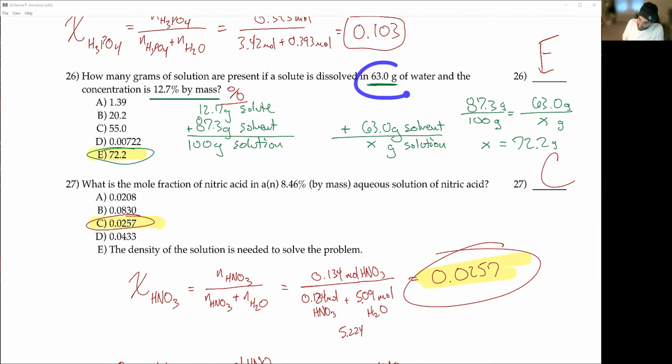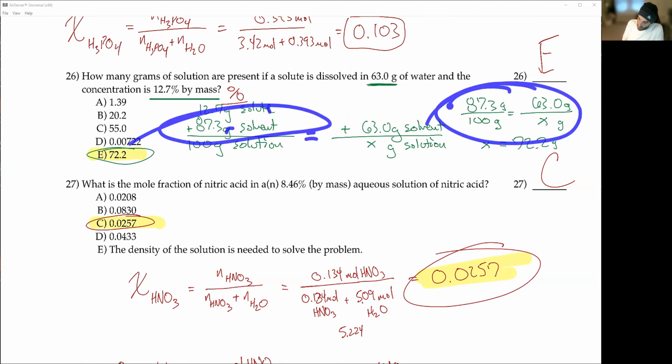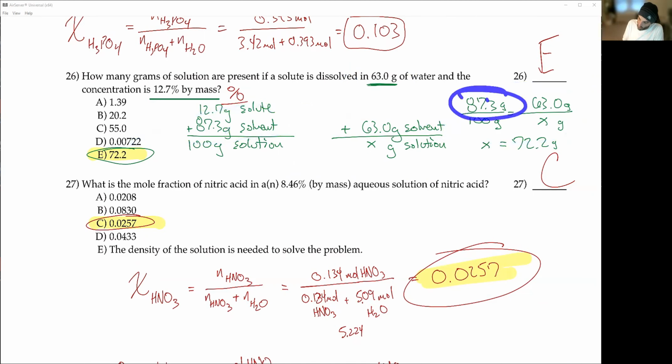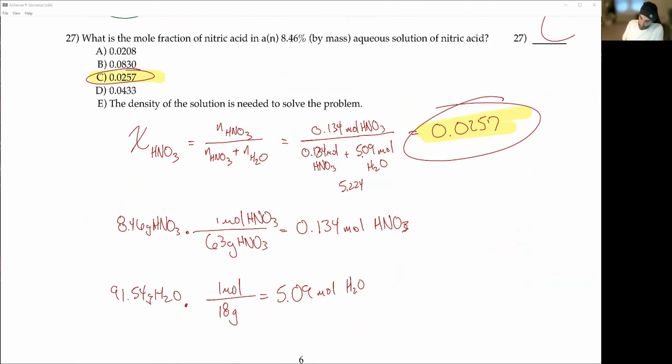But I have 63 grams of water, which is my solvent. So in order to solve for the grams of solution, I'm just essentially setting up a proportion. 87 grams of my solvent over my 100 grams of solution is equal to 63 grams of solvent over X grams of solution. Solve for it, 72.2 grams. That's a way of looking at it. Again, I didn't really care about the solute there, although I did use it to figure out how much solvent I have present.